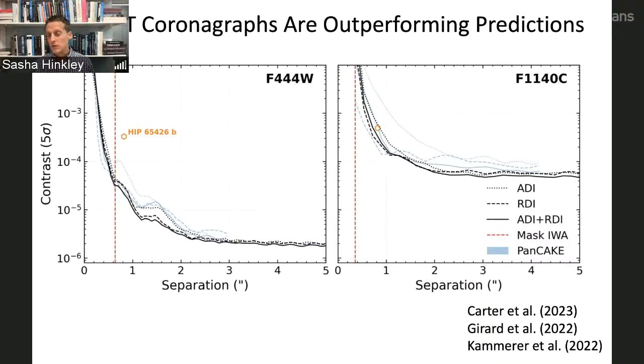To give you also a sense of the improved contrast, I just showed you the sensitivity a moment ago, but for those of you that are coronagraph junkies in the audience, you might like to see these plots. These are contrast plots showing the 5 sigma contrast versus separation in arcseconds, and the blue lines show the predicted performance of the coronagraphs for NIRCam and for MIRI on the right. The black lines are what we actually got, and the solid black lines combine these post-processing techniques. So we can see that depending on the separation, there's an improvement of a factor of a few at the very least. So the JWST coronagraphs are really outperforming the predictions, and this was fantastic to see.